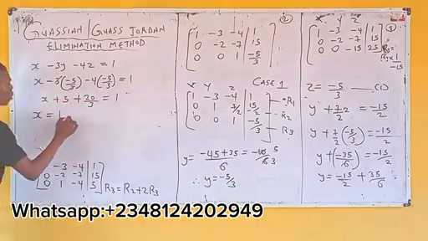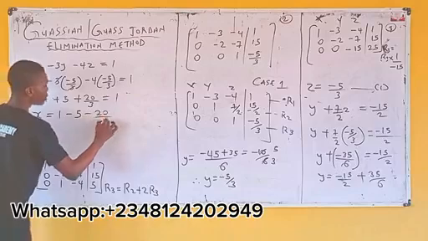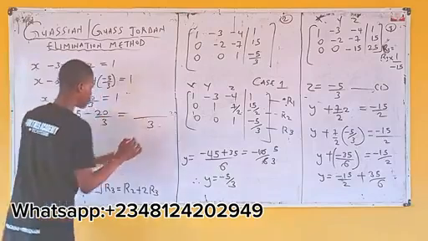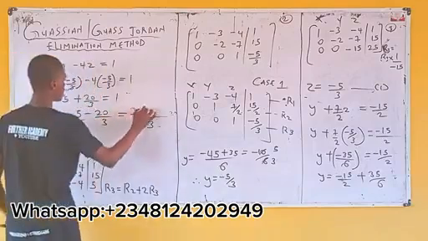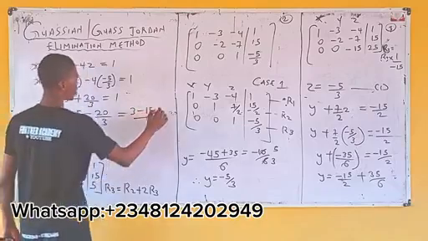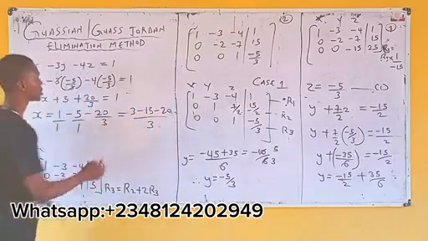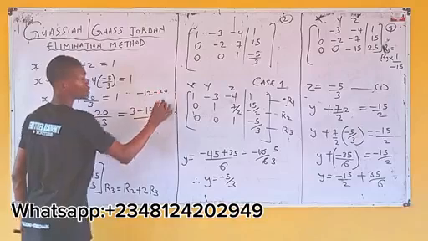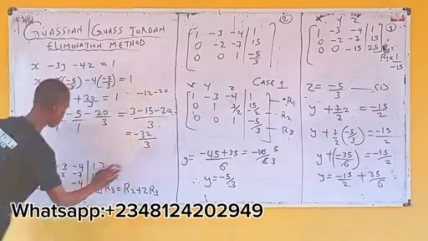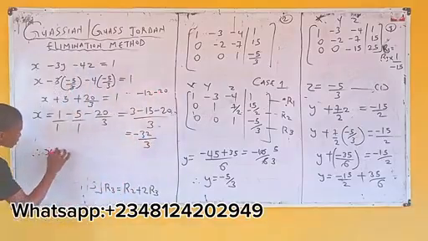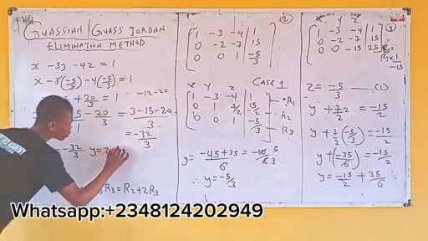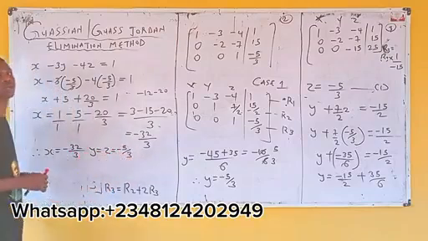x is equal to 1 minus 5 minus 20 over 3, which is the same thing as 1 over 1. What's the LCM? 3. 3 divided by this, 3 times this is what? 3 minus 15 minus 20. So what do we have? This is minus 12 minus 20. That's equal to minus 32 over 3. Therefore, x is equal to minus 32 over 3. y is equal to z, which is equal to negative 5 over 3.